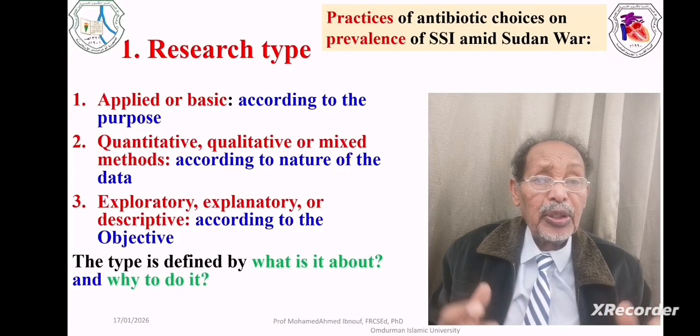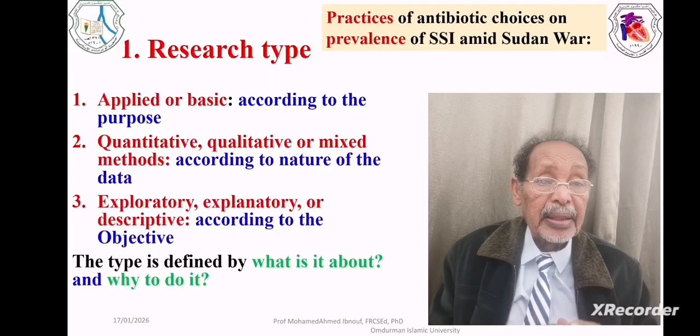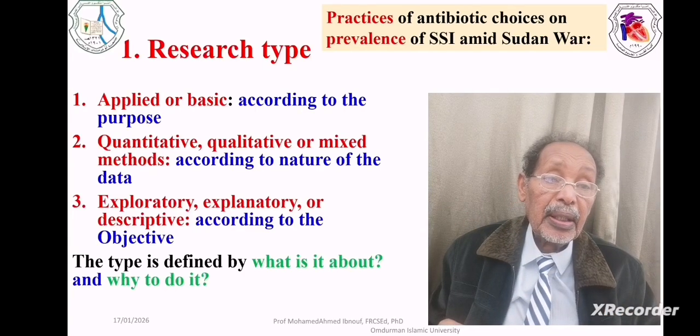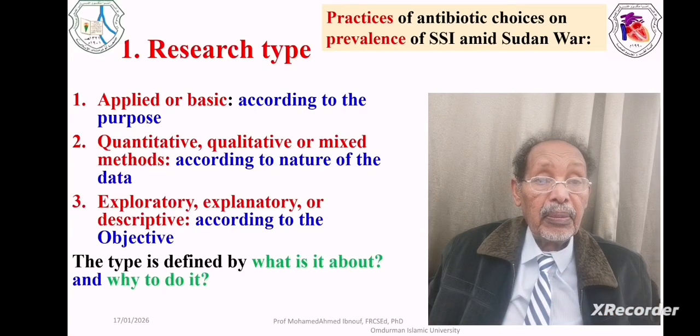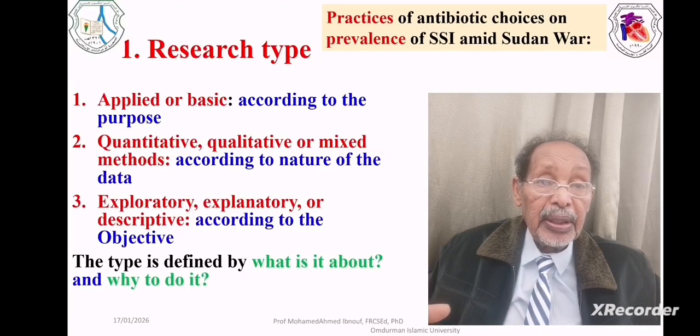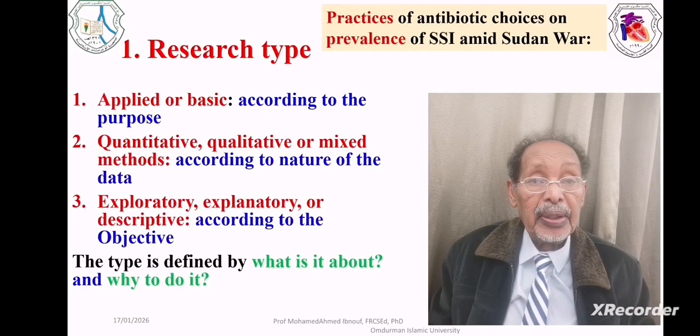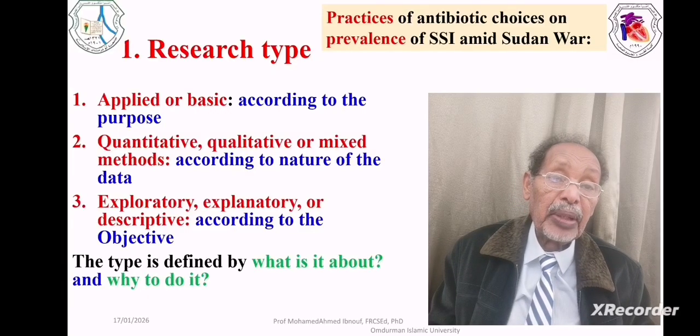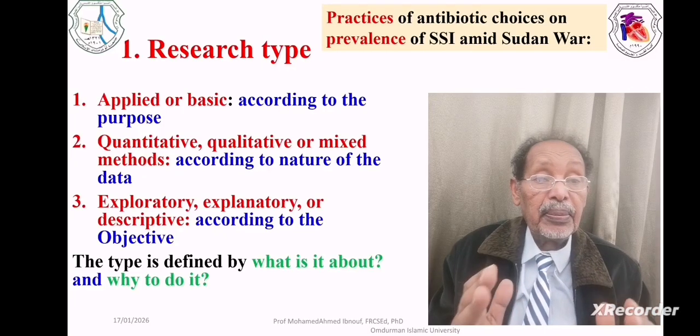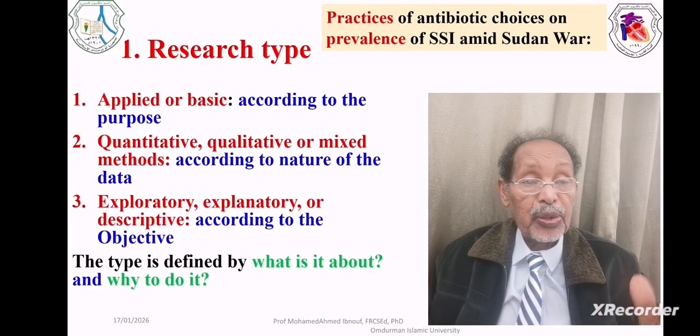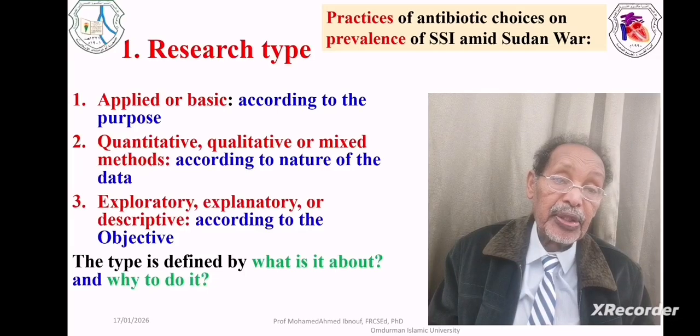So these are numerical data. We are going to collect numerical data about prevalence, which are percentages: the number of cases present divided by the number of persons that can be affected by the surgical site infection, and we multiply by 100. This is a prevalence in a specific time, the time of the research, 3 months, 6 months, 1 year, whatever, according to the time of the research.